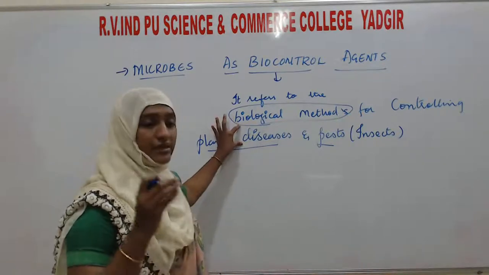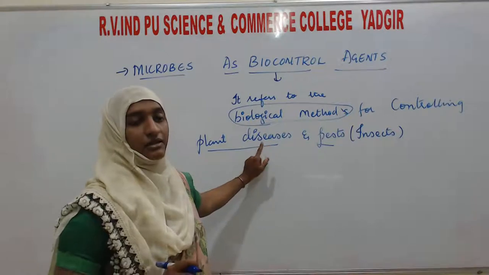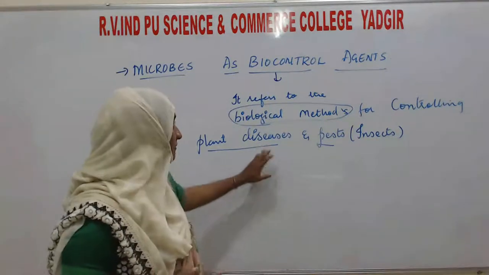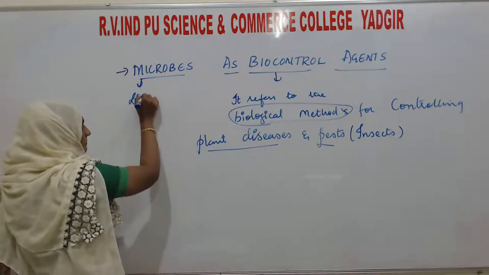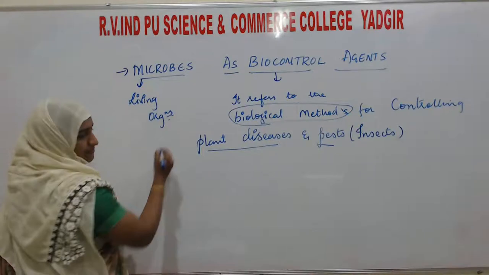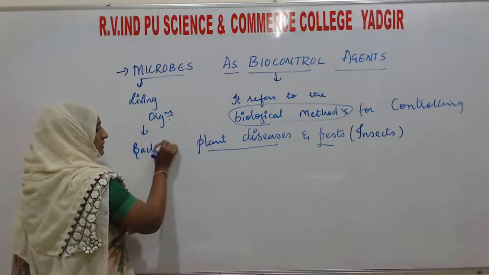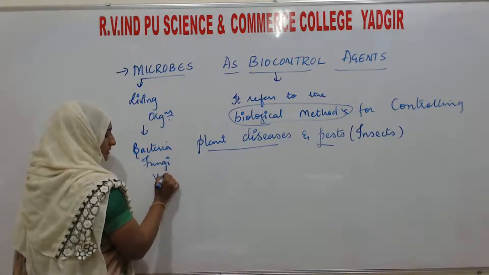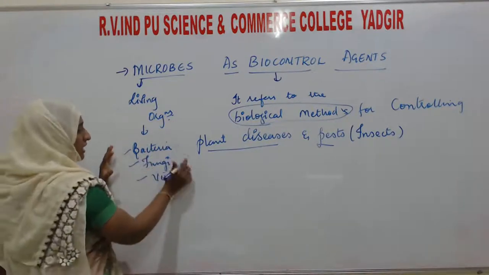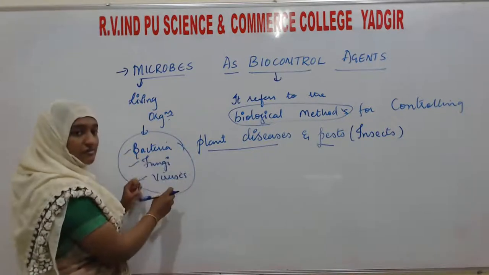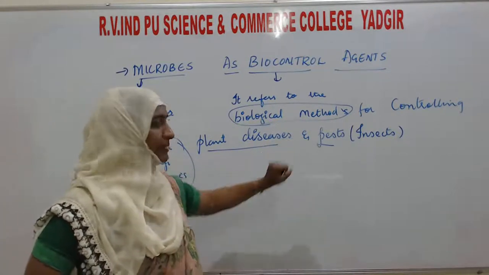One more term I have written here. It is a biological method for controlling plant diseases. The plant diseases also should be prevented by the microbes. Here the microbes are living organisms which occur naturally. You can take bacteria, fungi, viruses. These all are the microbes or microorganisms, living organisms. By using these biological organisms, we have a biological method for controlling the diseases and pests in the plants.